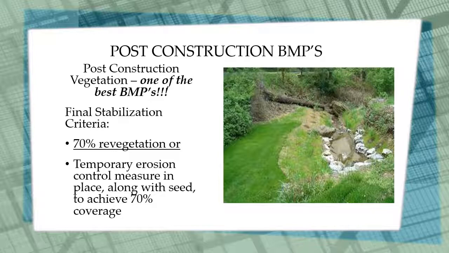The other option is to have them use temporary erosion control measures along with seed to achieve that 70% coverage. Temporary erosion control measures can include straw blankets or mats and wattles, and also placing a tackifier and mulch over that seed.